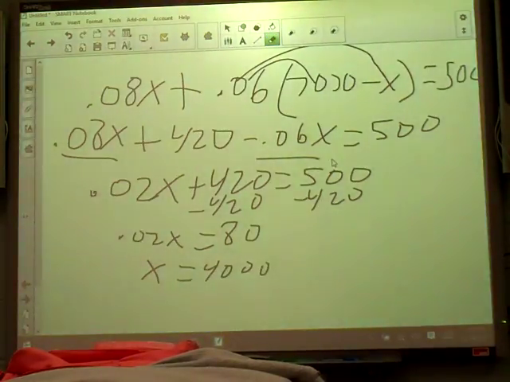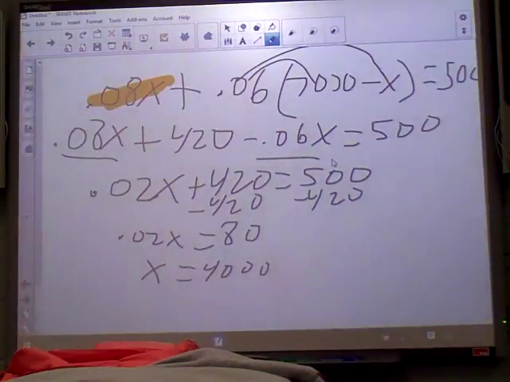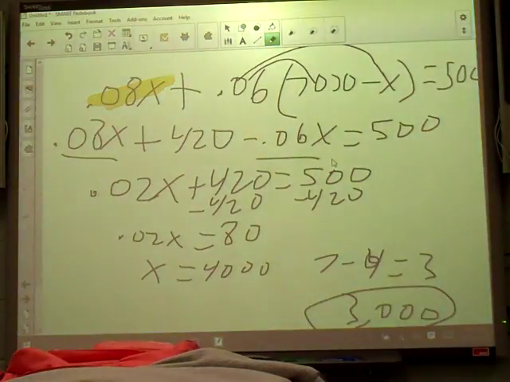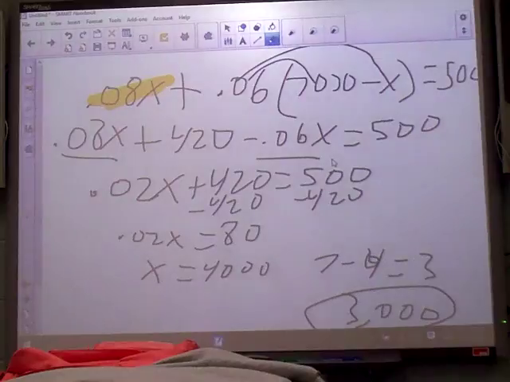Now be careful because that's a choice, but that's wrong. X, if you look up at the top, was how much we invested at 8%. The question says, how much did you invest at 6%? Well, to get that, we do 7,000 minus x. So 7,000 minus 4,000 means we invested 3,000. So we would need choice C on that one, 3,000. I hate it when they put 4,000 in there when you did all that work and got it. It only took one more step to finish, but a lot of people will pick 4,000. Tricky.